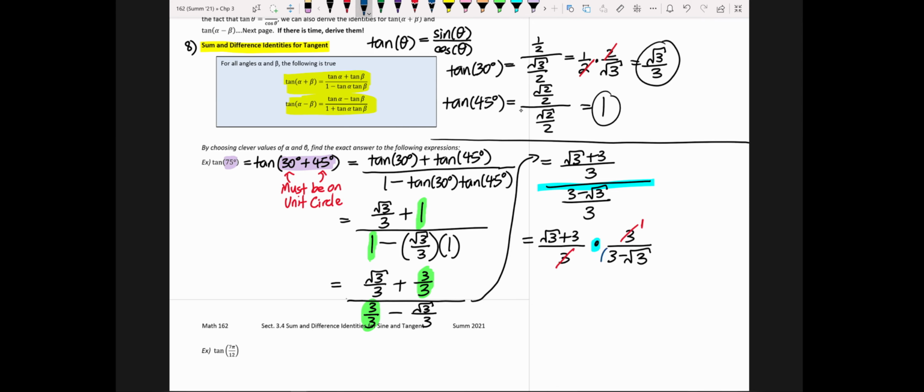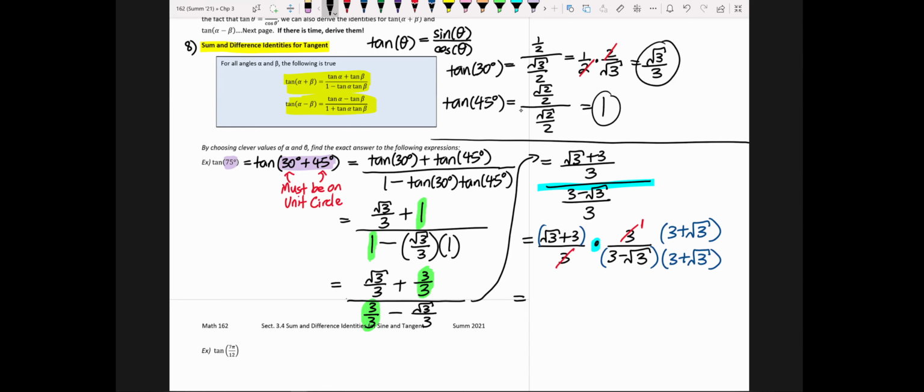When you have a square root in the denominator, if it's just 1 term, you multiply top and bottom by that square root. If it's 2 terms, we multiply top and bottom by the conjugate. So the conjugate of 3 minus root 3 is 3 plus root 3. So these are all algebra moves. What we're doing here is that when we have a square root in the denominator, 1 term, multiply top and bottom by that square root. Square root in the denominator, 2 terms, multiply top and bottom by the conjugate of the denominator.